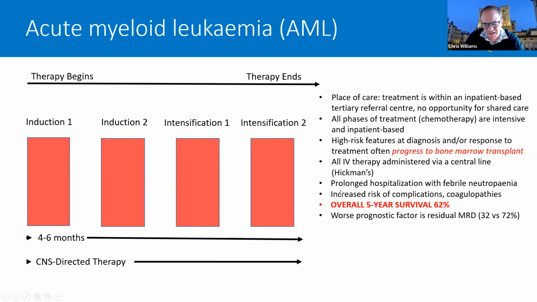You can see on the data here, the overall survival for AML on the most recent published studies is only about 62%, which is much worse than we'd see in the ALL group. So AML is a much harder disease to treat.